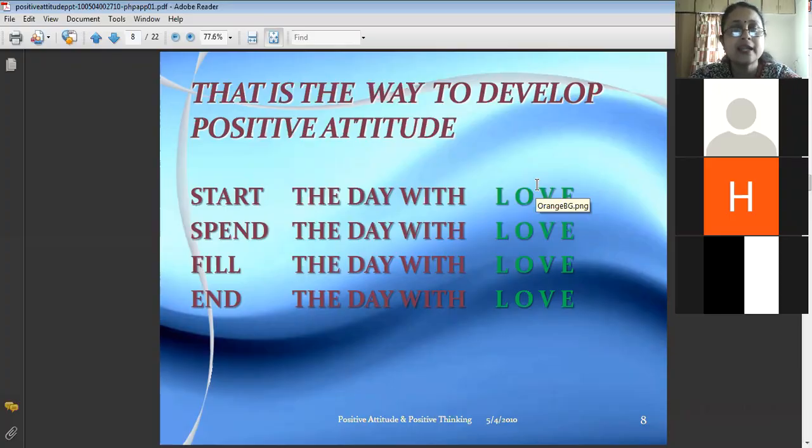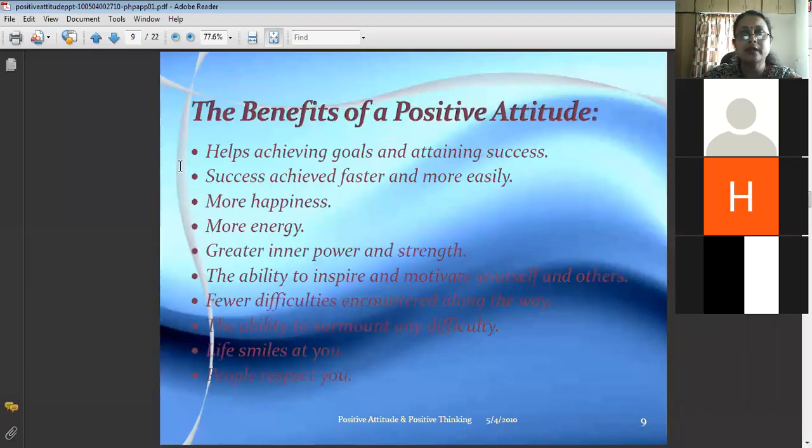And as I said, end the day with love. It may not be love, but at least with positivity. Throughout the day, you can think of all the good things that happened in the day. So this is how you can do that.